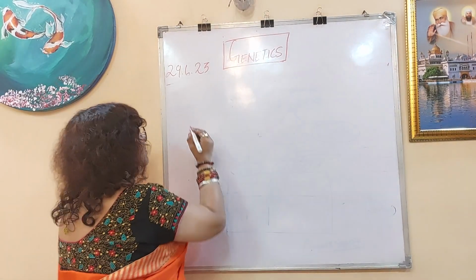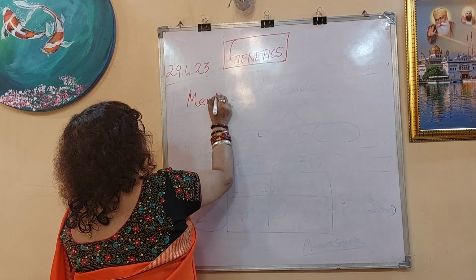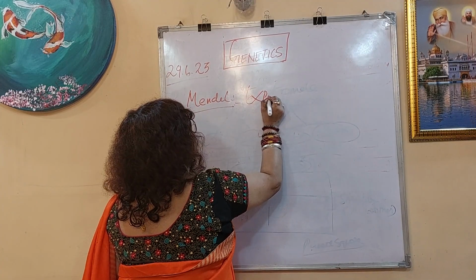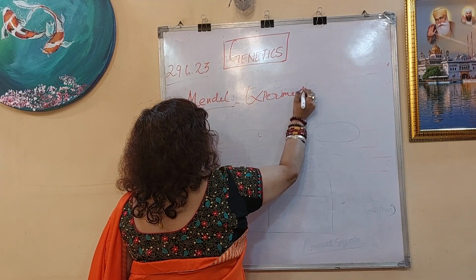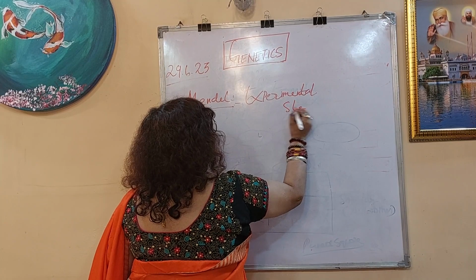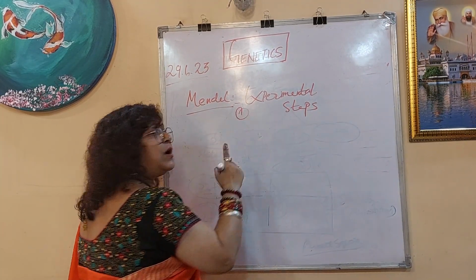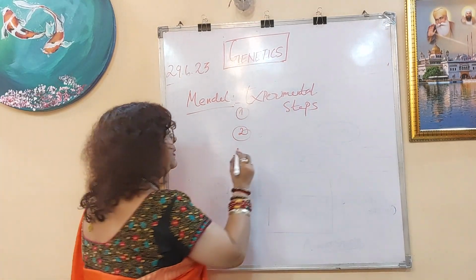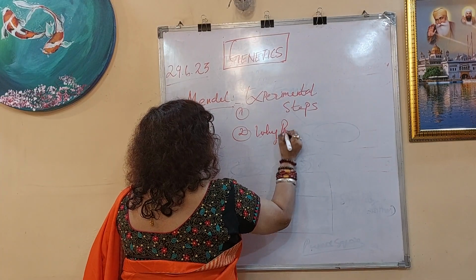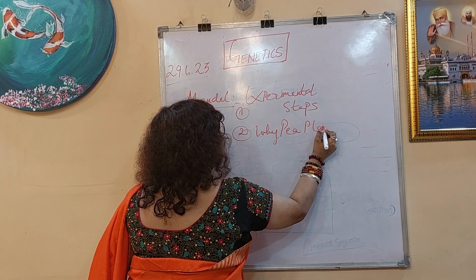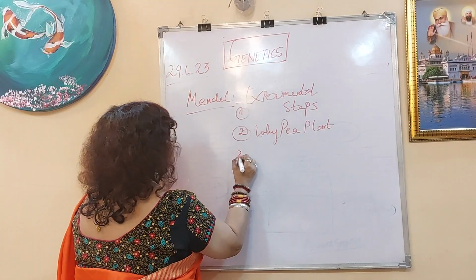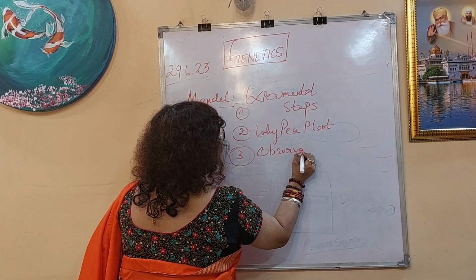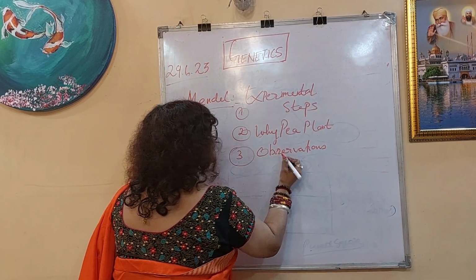So, two things which you should always keep in mind is the experimental steps. If they ask you in exam, Mendel, right? Gregor Mendel. The experimental steps. First thing you should keep in mind, what were his experimental steps. Second thing you should keep in mind, why he selected pea plant. Why pea plant? Third thing, what were his observations? What he observed? Observations.